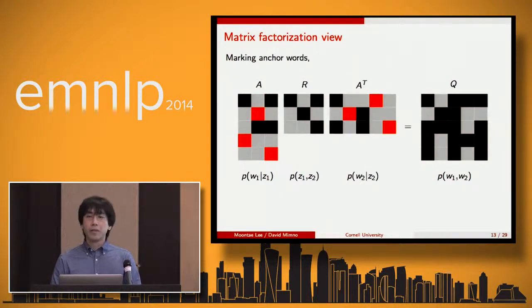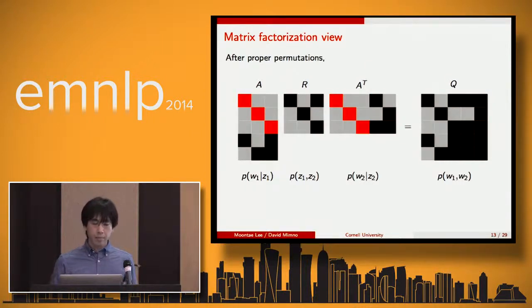So recall the anchor word assumption. Every topic has a specific anchor word which is dedicated exclusively to that topic. I currently make those anchor words red. So we could identify 3 different rows where only one entry is activated. And if I correctly permute those rows so that they are on top of the matrix, then it will look like this.